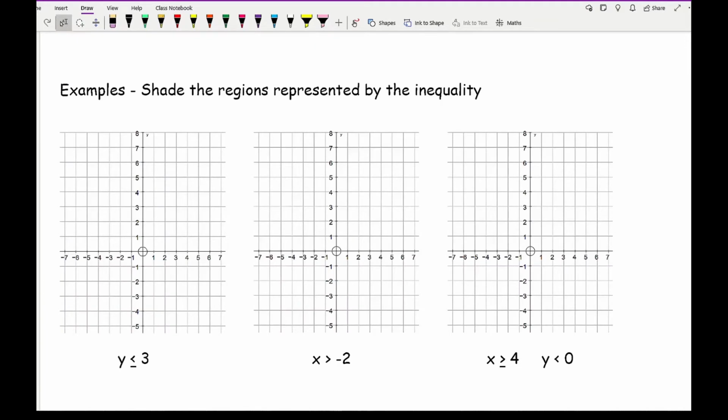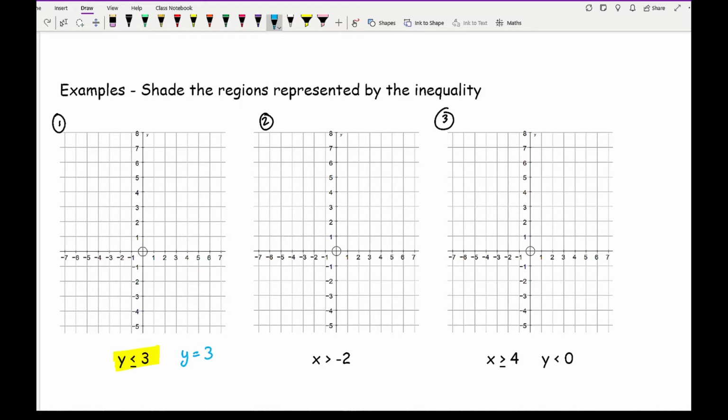So in this question we're asked to shade the regions represented by the inequalities. So in our first one, let me just label these 1, 2 and 3. So in the first one we're asked to represent the inequality of y is less or equal to 3. Now as mentioned, what we're going to plot is y equals 3. So replace the inequality symbol with an equal sign.